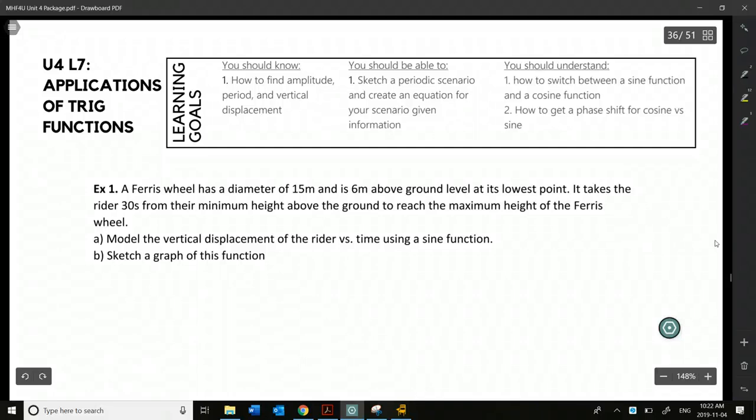All right, so we are going to just take a look at applications of all of the stuff that we've learned so far in this unit. The application stuff should be relatively similar to the applications that we did in degrees last year. The only difference now is that we're using radians instead of degrees. Does anyone remember from grade 11 last year any of the applications that we did of trig functions?